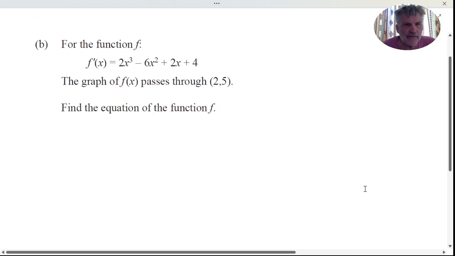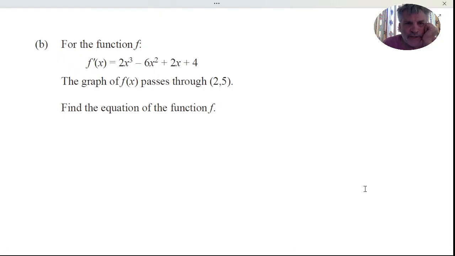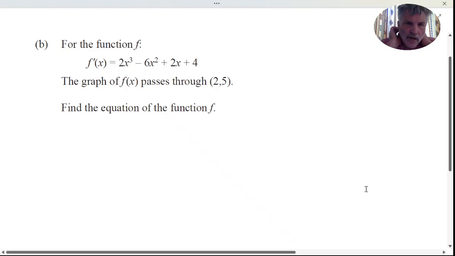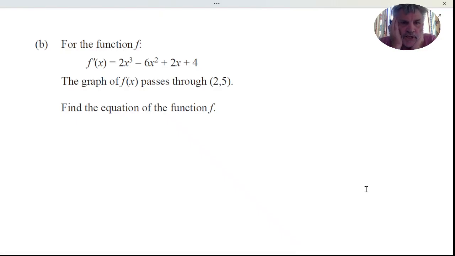For the function f, the derivative f prime is 2x cubed minus 6x squared plus 2x plus 4. The graph passes through 2, 5. Find the equation of this function. This is an integration question. We're given the f prime, the derivative, and we need to find the original function.